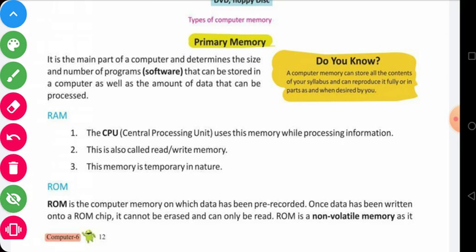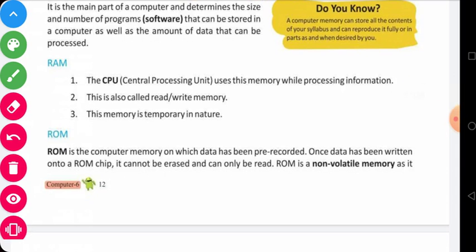Under RAM, the CPU uses this memory while processing information. The second point is that this is also called read-write memory. The third point is that the memory is temporary in nature. It means it does not hold any data after it executes the instruction, or when we switch off the machine, it does not contain any data in it. And the second type is ROM.